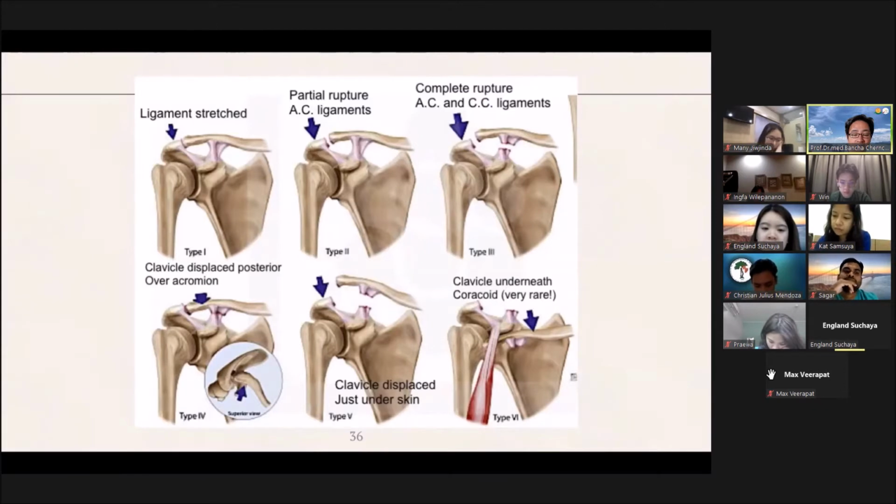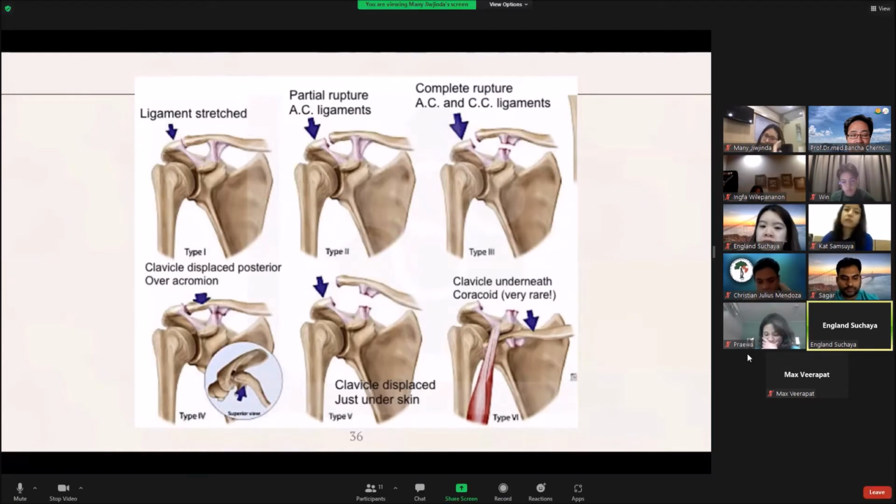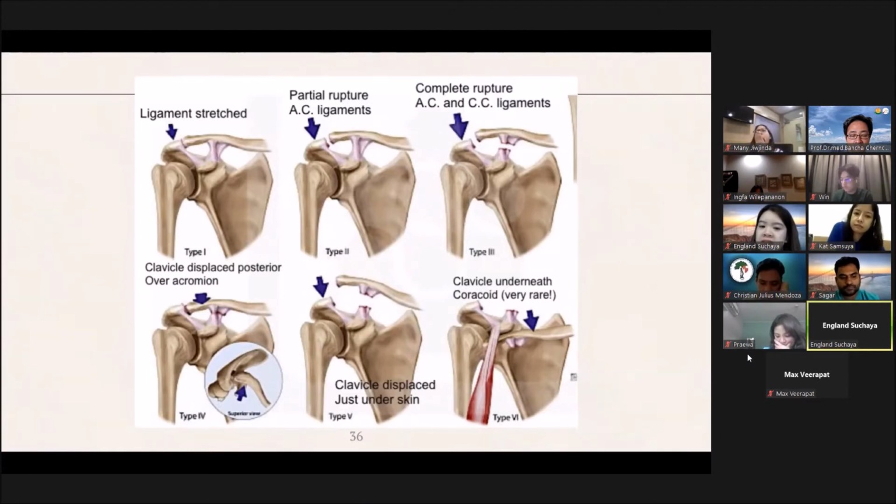So in type 1, you can see that there is only a stretch of the AC ligament without any rupture. In type 2, there will be partial rupture of the AC ligament. And then type 3, there will be complete rupture of both the AC and CC ligaments. For type 4, the clavicle is displaced posteriorly over the acromion. In type 5, the clavicle will displace up, just under the skin. And type 6 is quite rare. Basically, the clavicle will displace to be underneath the coracoid.